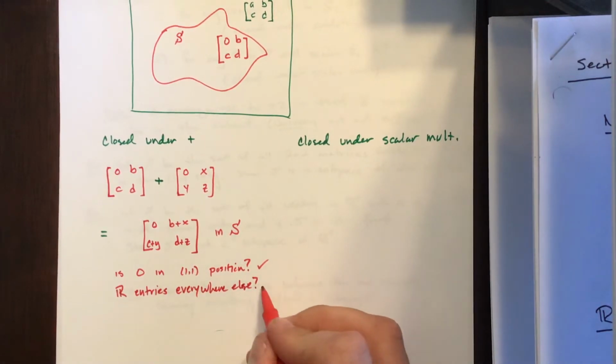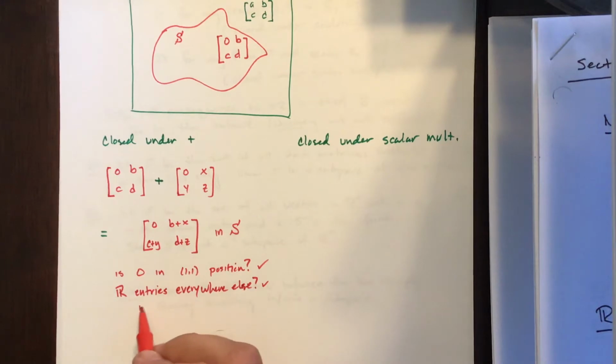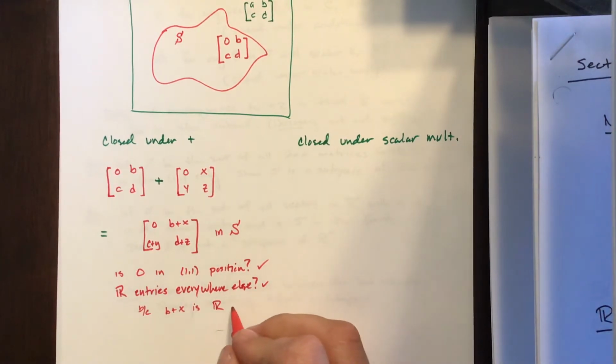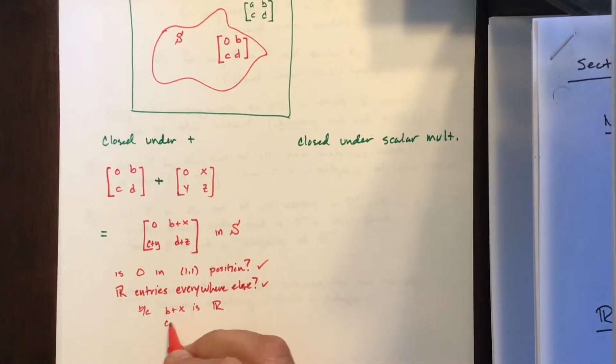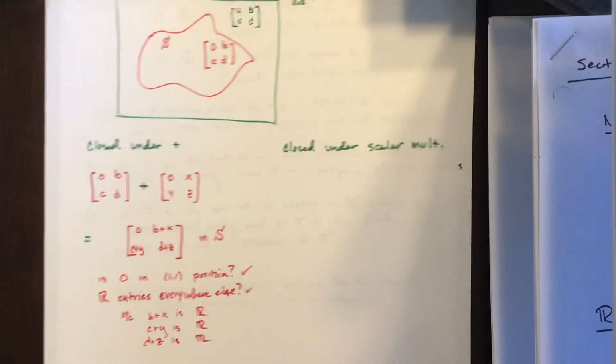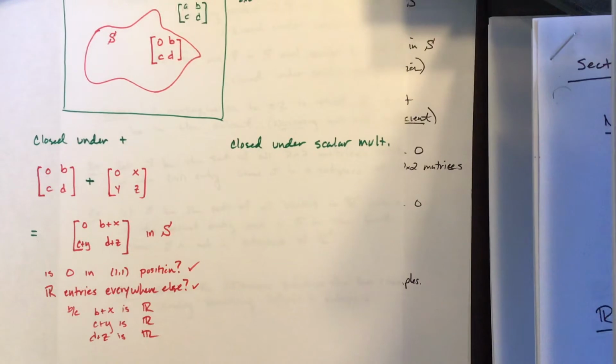The answer is yes, because b plus x is real because b and x are real. c plus y is real because c and y are both real. d plus z is real because d and z are both real. So their sums are real. So perfect, we're closed under addition. What about scalar multiplication?